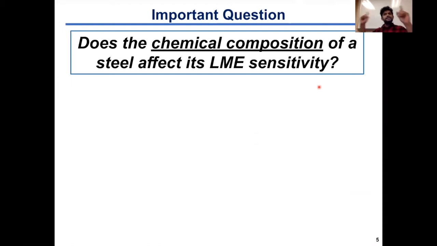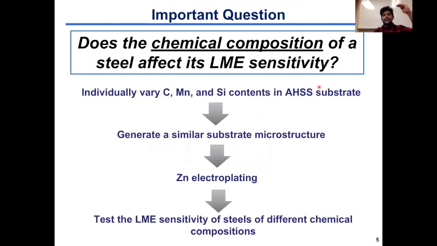Carbon, manganese, and silicon are the three main alloying elements that are present in AHSS. So what we thought is that we are going to individually vary the carbon, manganese, and silicon contents in the AHSS substrate. Then we are going to generate a similar substrate microstructure so that microstructure does not affect the results of our experiment. Then we are going to apply a zinc coating, and then we are going to test the LME sensitivity of these steels of different chemical compositions.